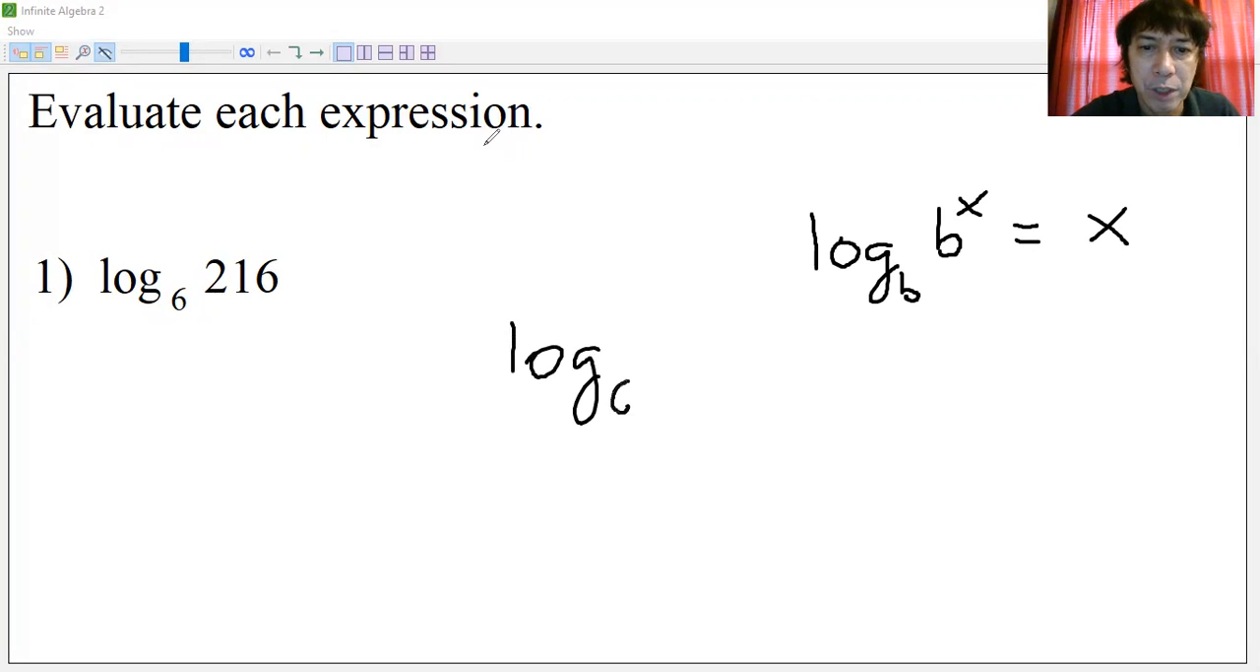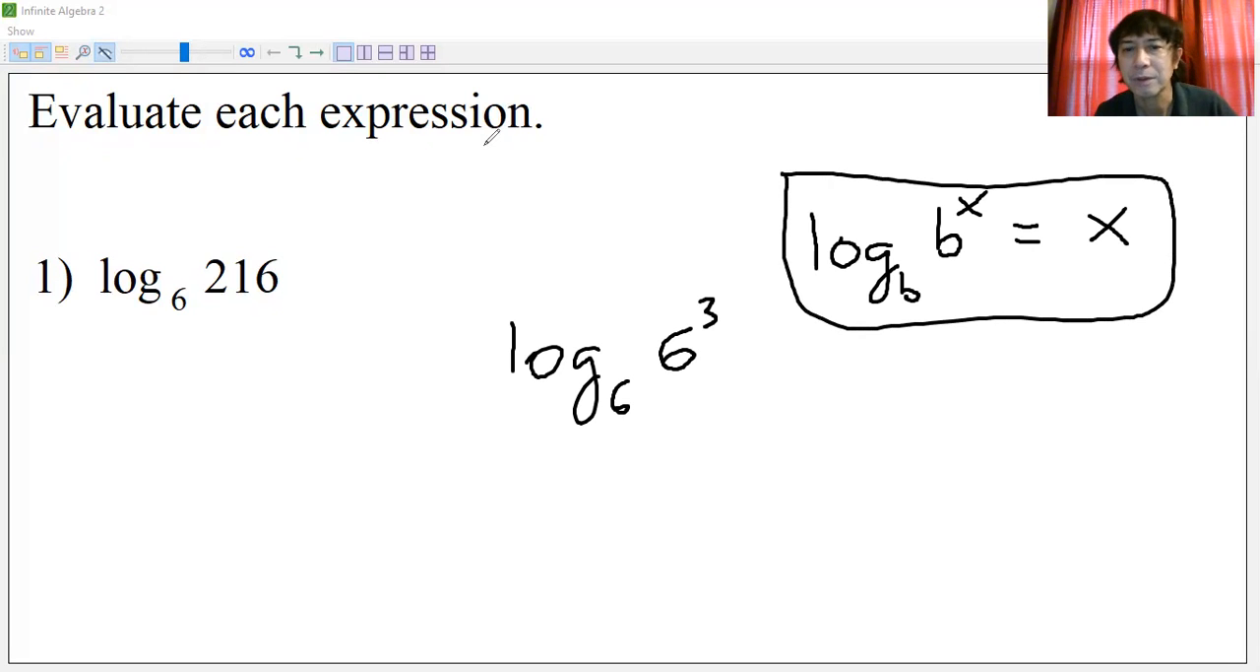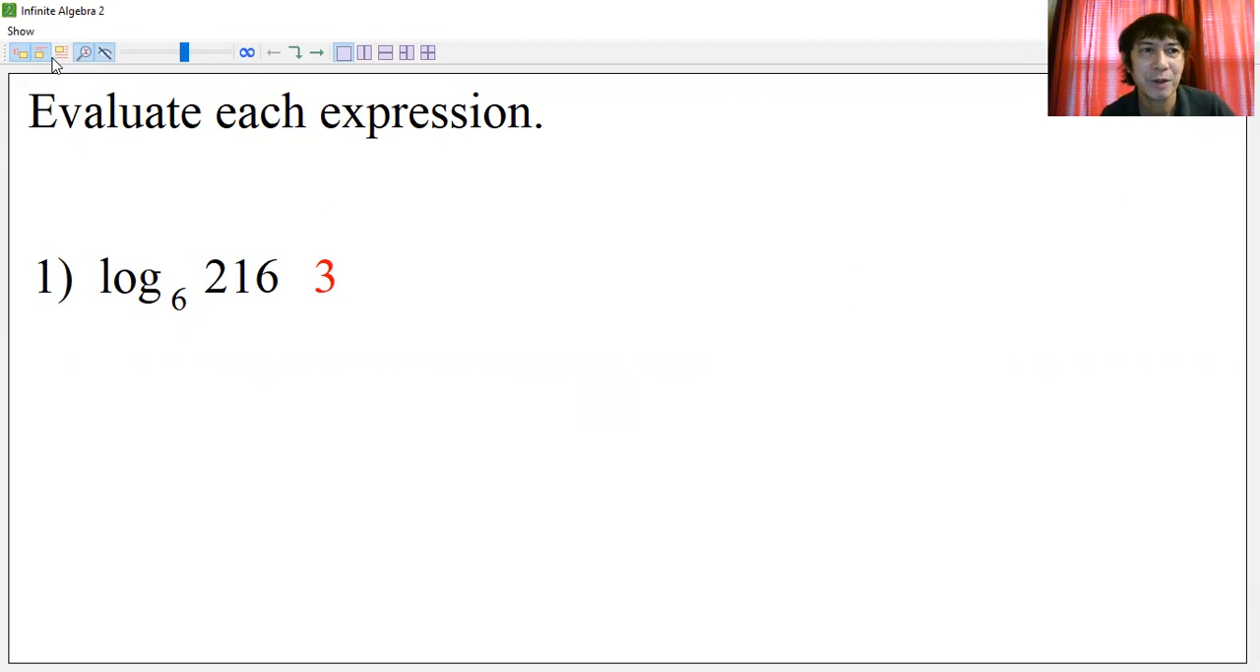Log base 6, and then 216 can be expressed as 6 to the third power. 6 raised to 3, like that. And so, based on this particular property, the answer here must be 3. So the answer here is just 3, like this. And we can very well check that right here. And the answer is 3. You can see the red number 3 over here. All right, that should be our first number. Let's continue with the second number.